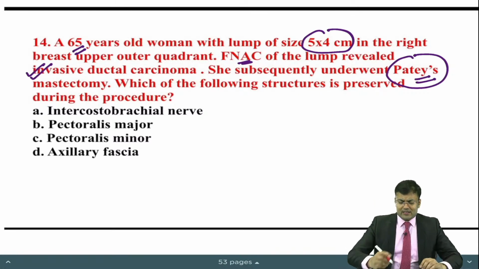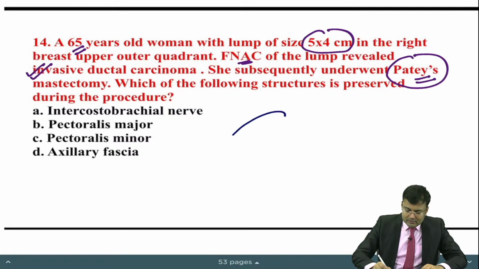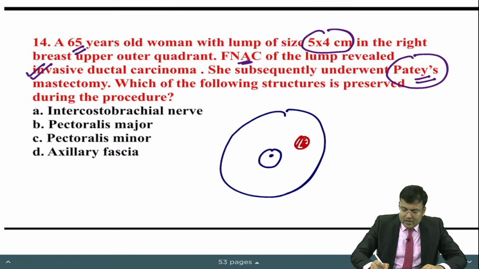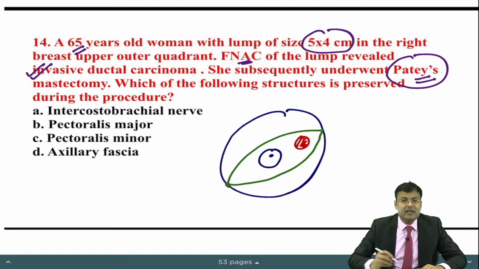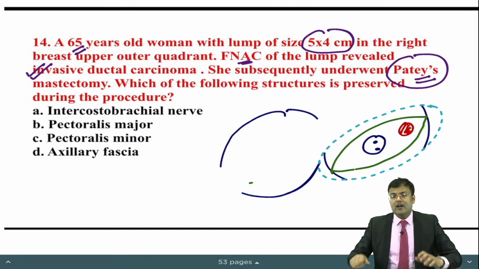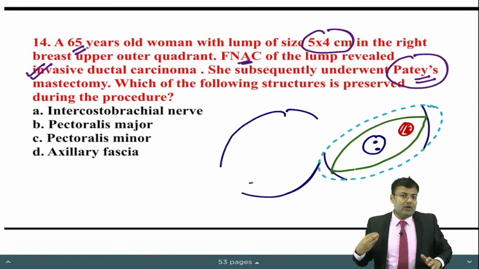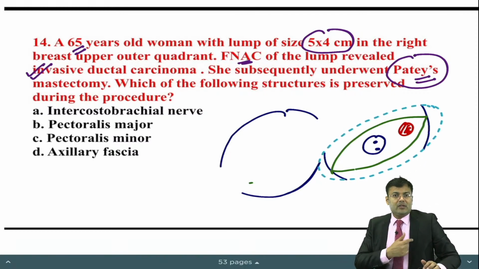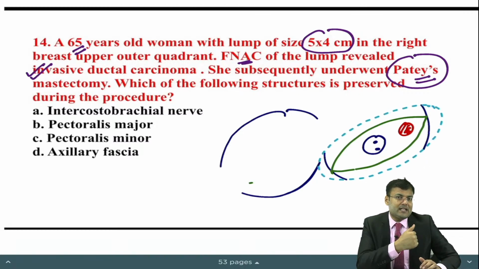See, let us discuss a bit because it's easy to understand. This is the breast, this is the nipple, this is the areola, and this is the lump. What kind of incision is given during mastectomy? We give an elliptical incision. And in this elliptical incision, what is removed? Can you see? These structures are removed. So we are going to remove nipple, areola, skin, breast tissue, breast mass. That is simple mastectomy. With simple mastectomy, if you remove level 1 lymph node, that is extended mastectomy.